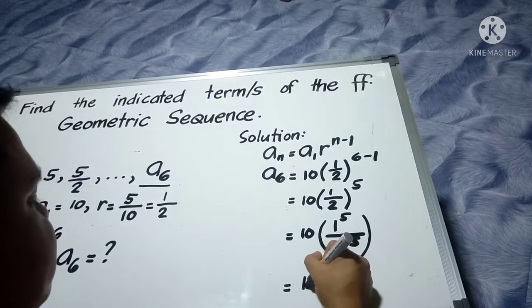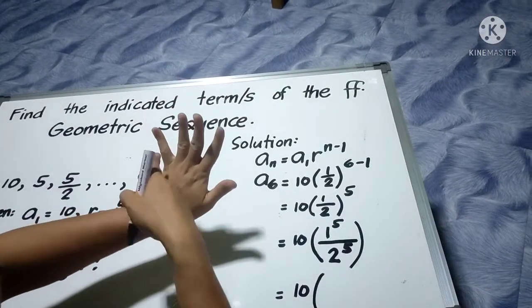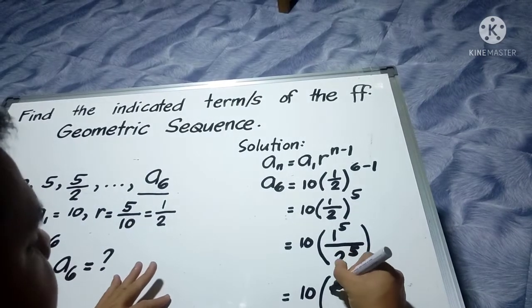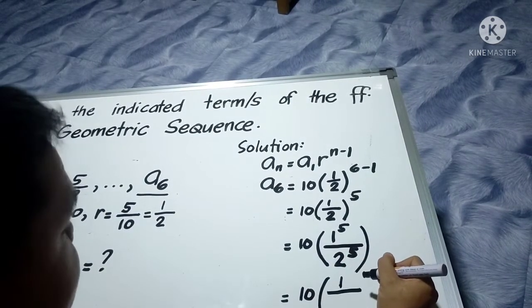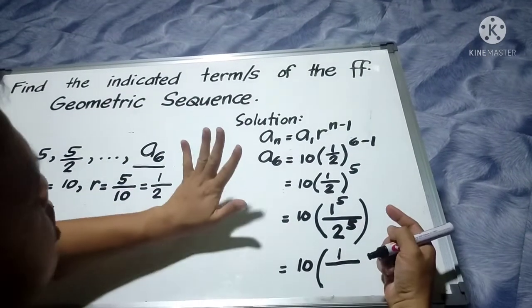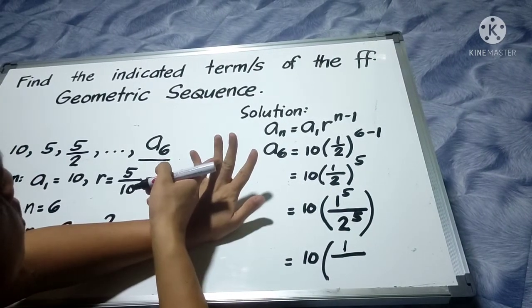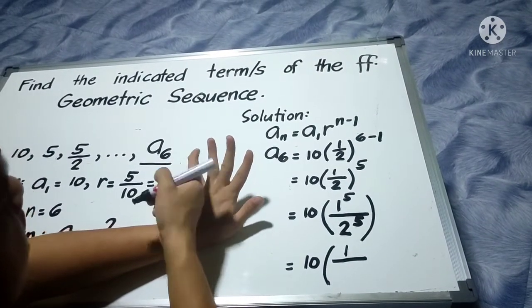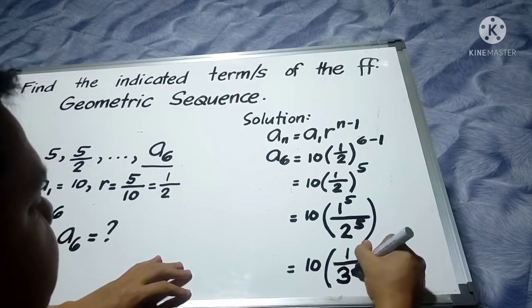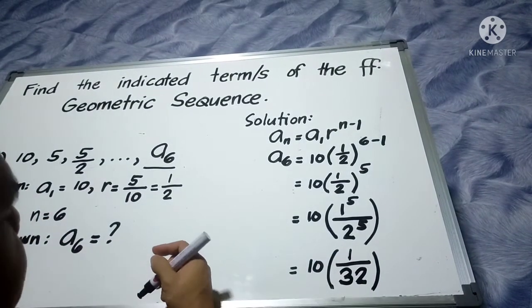Simplify it further. You will have 10 times, 1 will be multiplied by itself 5 times. So 1 times 1 is 1, times 1 times 1 times 1 is just equal to 1. So 1 multiplied by itself is always equal to 1. Now 2 to the exponent of 5 means 2 will be multiplied 5 times by itself. So 2 times 2, 4 times 2, 8 times 2, 16 times 2, 32. So you will have 32 here. 10 times 1 over 32.